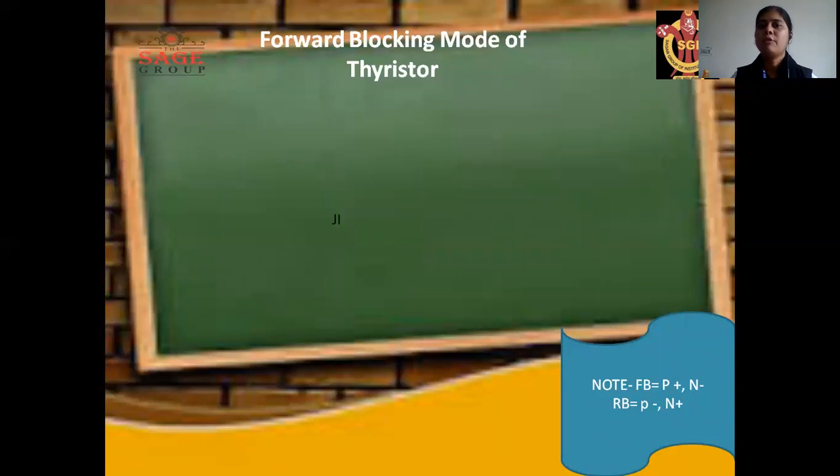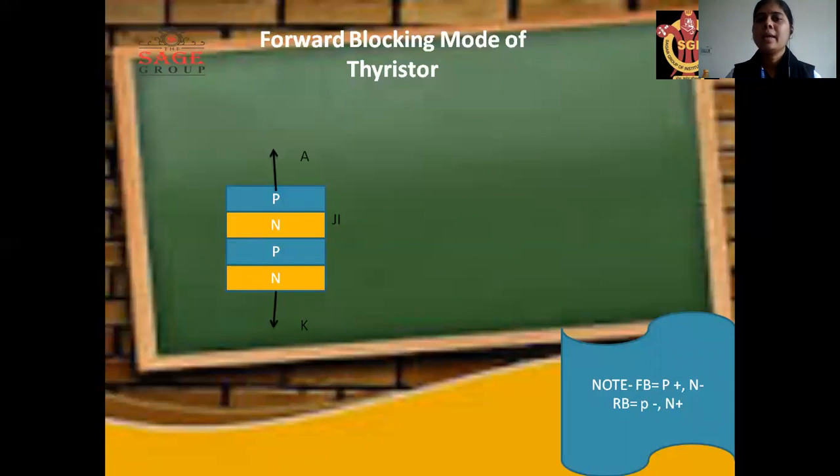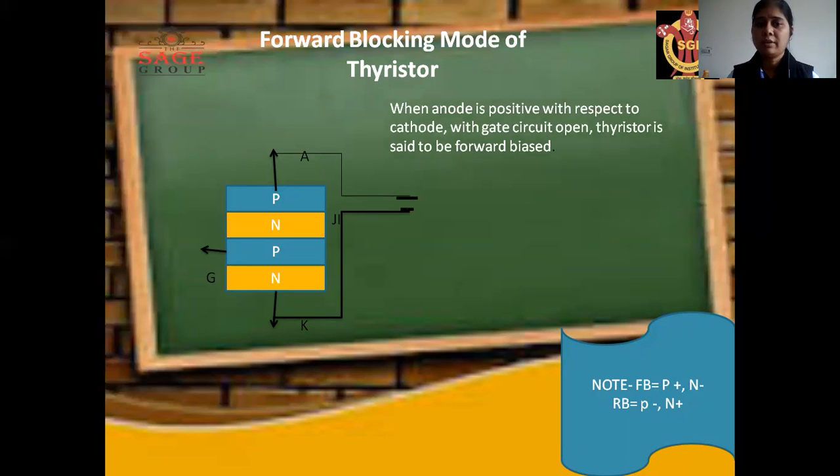Now next is the forward blocking mode of the thyristor. In this operation, we connect the 4 layers PNPN, with anode, cathode and gate. In the forward connection, the anode is connected with positive and the cathode is connected with negative. So this is the basic connection of this operating mode. In the next step we will look at its junctions, J1, J2 and J3.